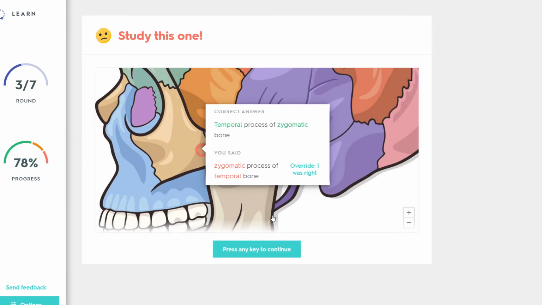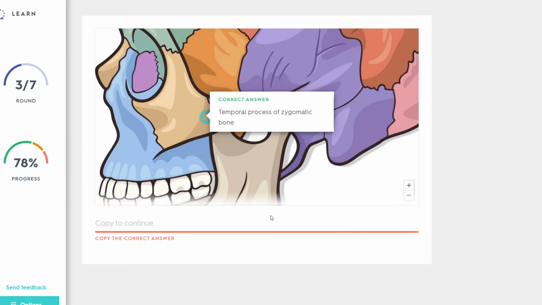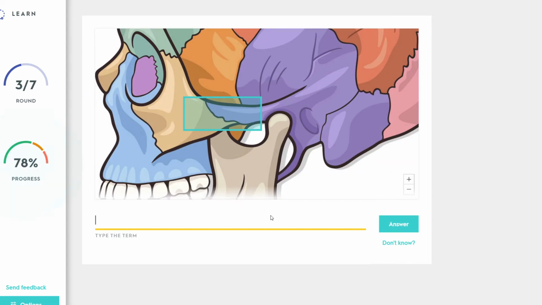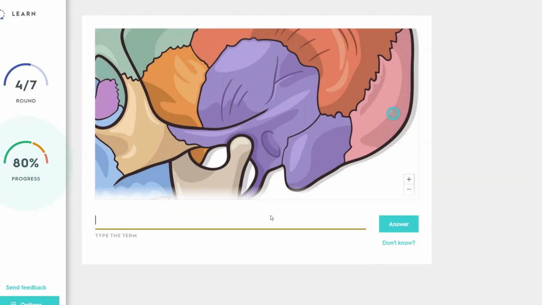Temporal process of zygomatic bone. Why did I mix that up? Are they changing these? This is a trap. Okay. I'll go with it. I'll bite. Zygomatic bone. Okay, what are you? I got you. Zygomatic arch. Yep. This is the occipital bone.